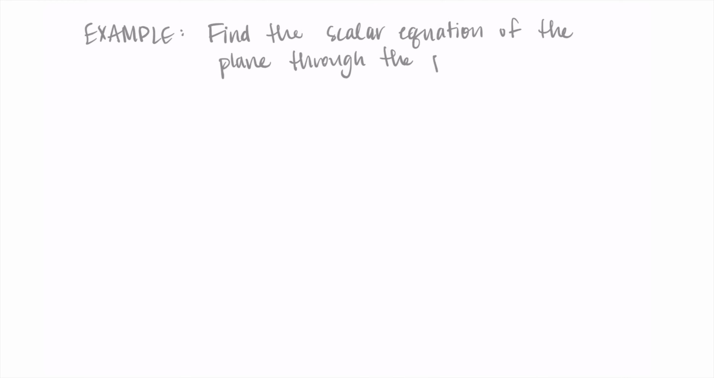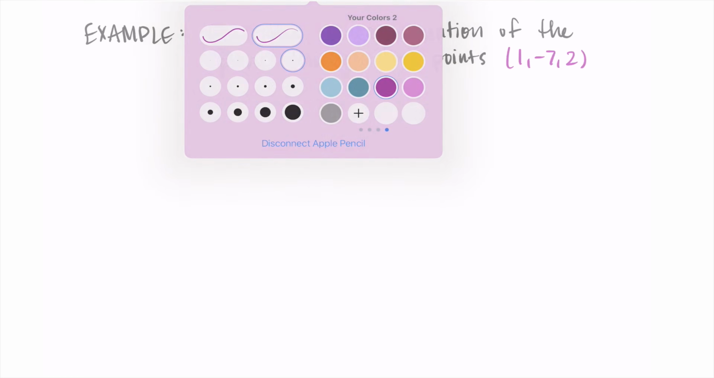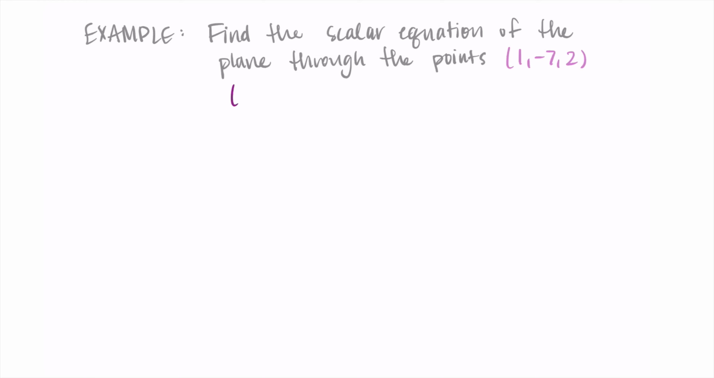So whereas 2 points define a line, for a plane we actually need 3 points. So I'm going to give you 3 points, and then we're going to use these to come up with the equation. So my first point is 1, negative 7, 2. Then I'll have 3, 0, negative 1. And I'll wrap up with 4, 1, 5.